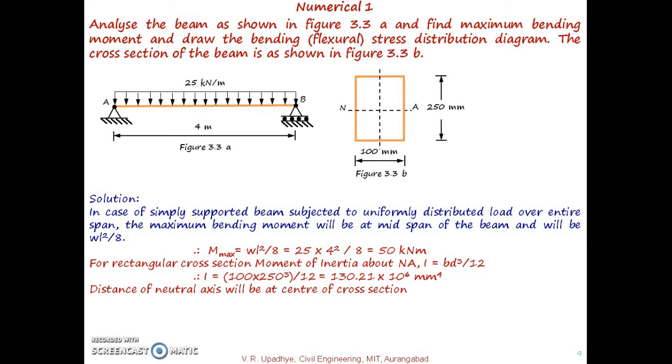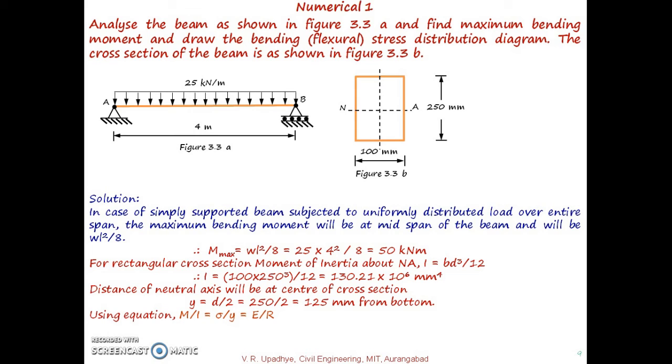Now you are aware that the neutral axis will be at the center of the cross section, as it is a rectangular section. Then y becomes d divided by 2. So y top and y bottom, the bottommost distance and topmost distance from the neutral axis, will be d divided by 2. That is 250 divided by 2, and that gives 125 millimeter from bottom.